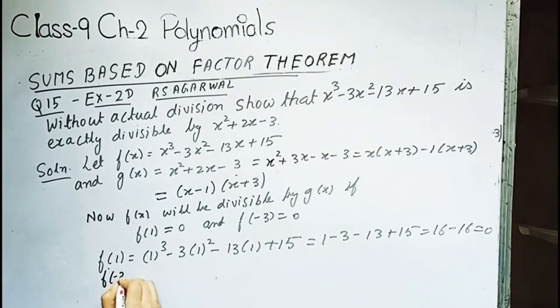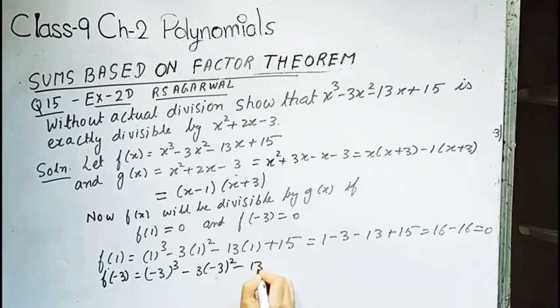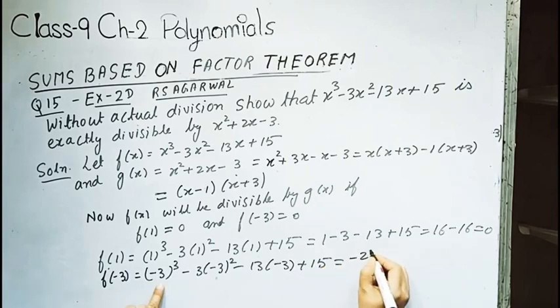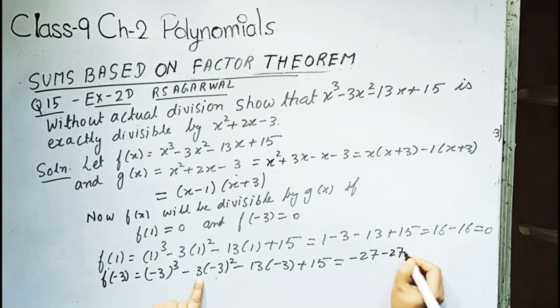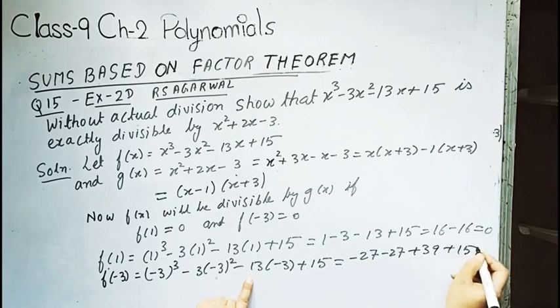Now f of minus 3 equals minus 3 whole cube minus of minus 3 whole square minus 13 into minus 3 plus 15. So this will be equal to minus 27. Over here, 9 3s are 27. Over here plus 39 and plus 15. So this is equal to minus 54 plus 54 equals 0.